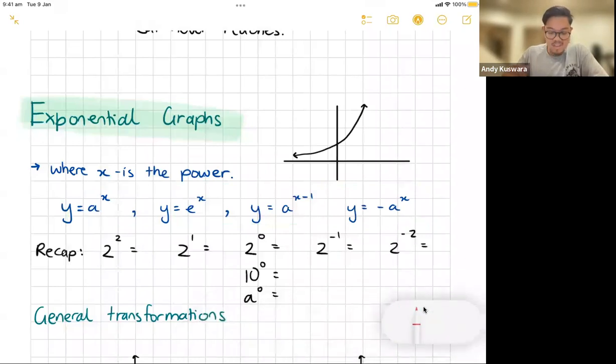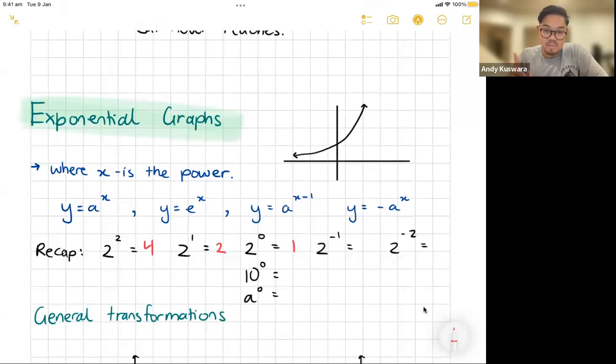Okay, now before we go on, I just want to make sure that everyone is all good with their indices. This is mainly for my class at St. Clair's Catholic High. 2 to the power of 2 is 4. 2 to the power of 1 is 2. 2 to the power of 0 is, hopefully anything to the power of 0 is 1. Hopefully you remember that.